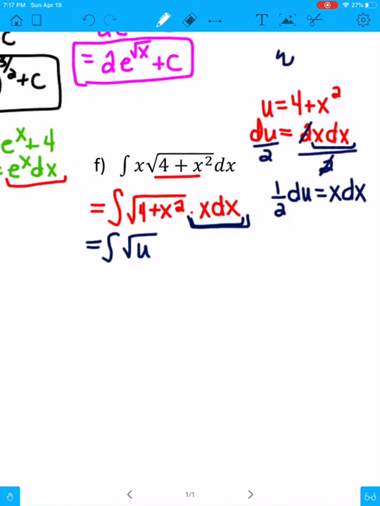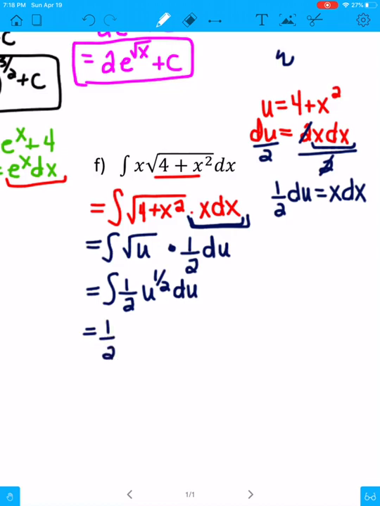Times 1/2 du. Now I can bring 1/2 to the front because it looks silly being in the middle. So I get 1/2 times the square root of u, which is u to the half, du. Remember, if I have a coefficient, I can bring it outside of the integral symbol. And I get u to the half du inside.